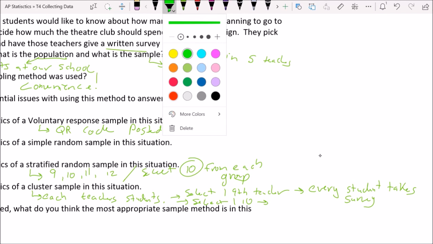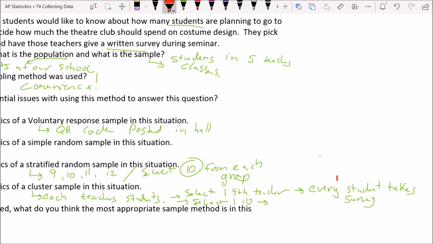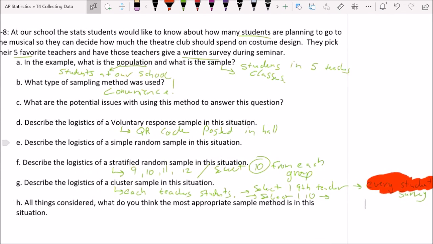With stratified, you're taking a simple random sample out of each stratum. But with a cluster, when you select a cluster and you randomly select the cluster, but once you have it picked, every item or every object or every subject in there is going to be part of the data then. Okay. And then all things considered, you get to decide which sample method is the most appropriate. And that's up to you.